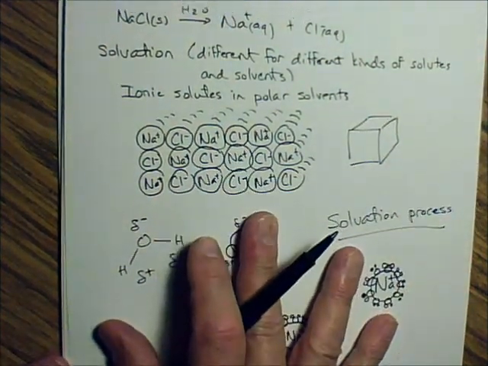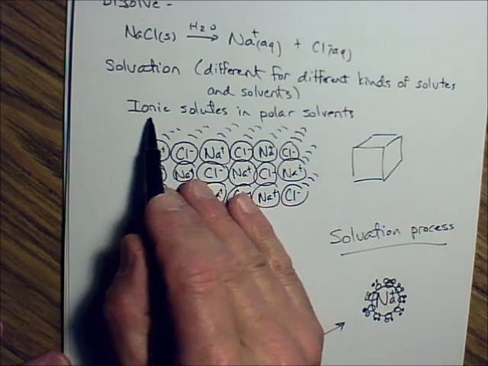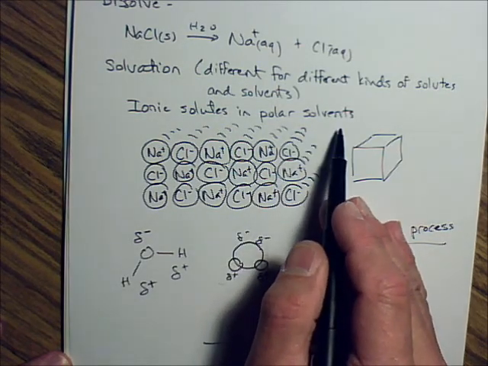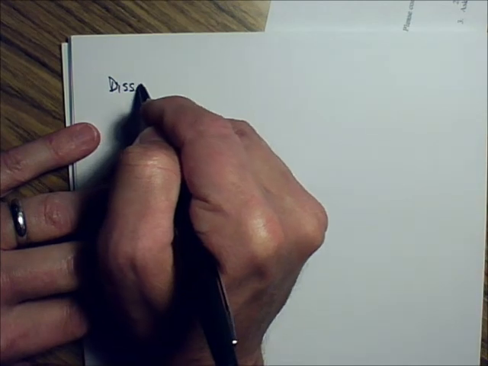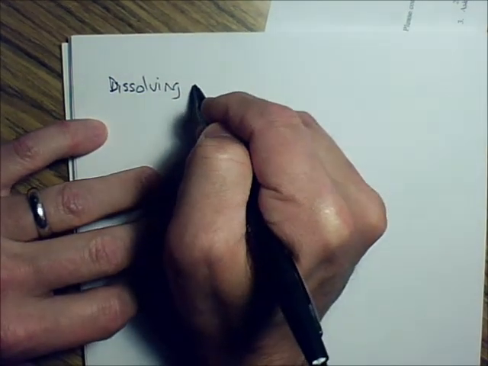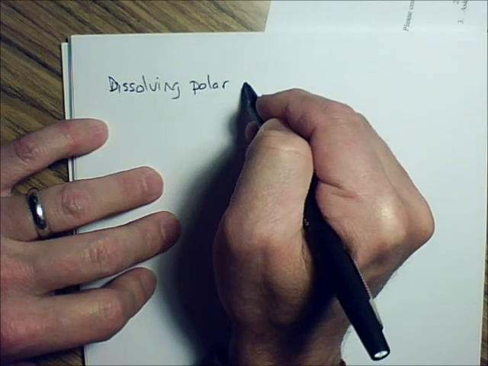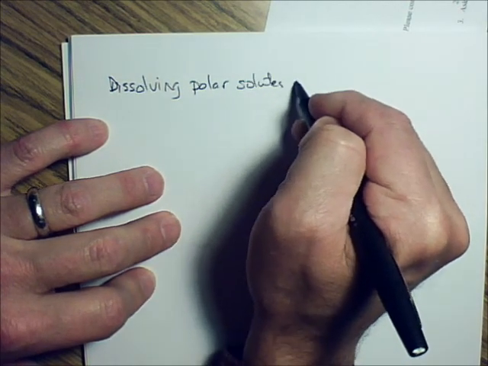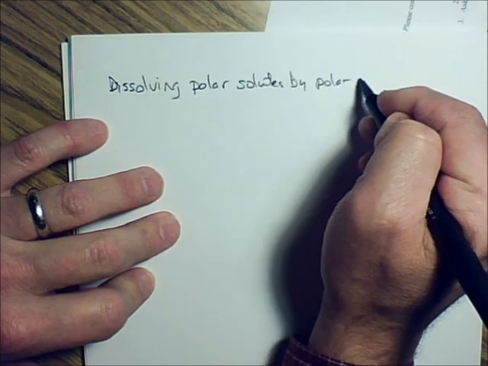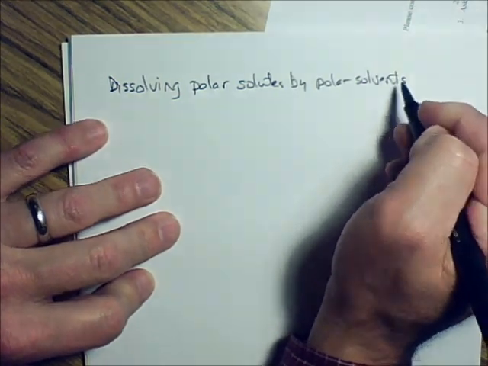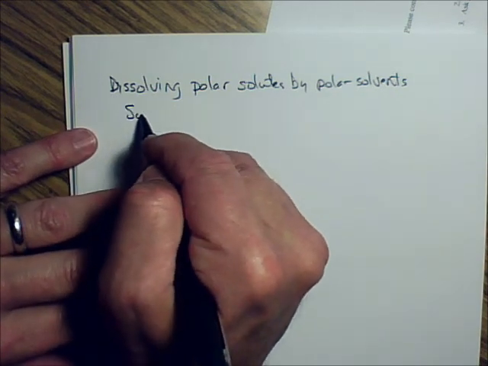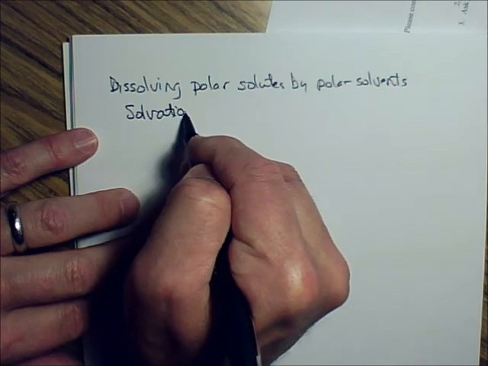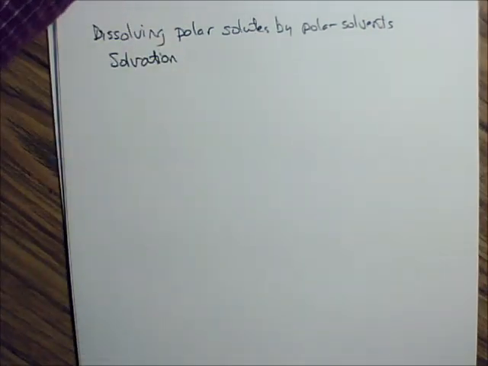All right, so we described the process of solvating ionic solutes by polar solvents. Okay, so the next category that I want to deal with is the category of dissolving polar solutes by polar solvents. And this is also a solvation process. Okay? It's a solvation process.